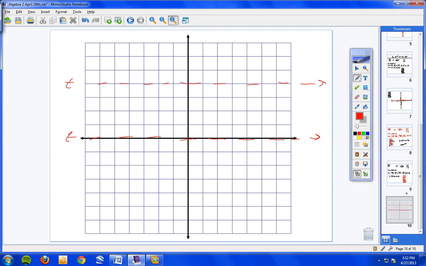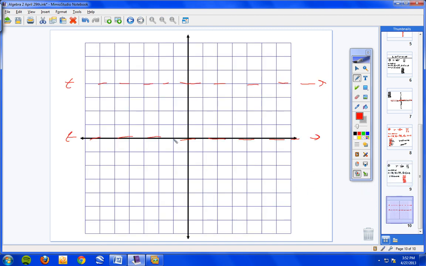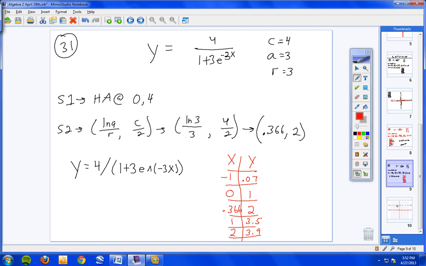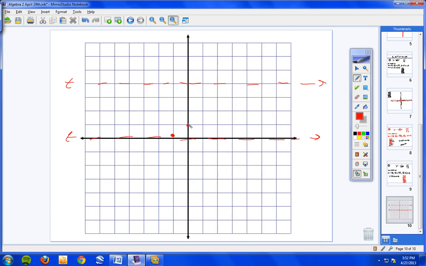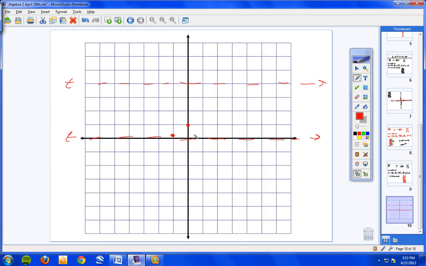All right, and now let's look at our table of values. Negative 1, 0.07. So negative 1, boy, we're really close to 0, 0.07, so right there. Probably even closer than that. 0 is 1, so 0 goes up to 1. Then here's my middle value. Middle value is 0.36 over to 2, so 0.36, then up to 2, so just about right here. And then we go to 1, 3.5, so over 1. Up 3.5, and then 2 is right up here.